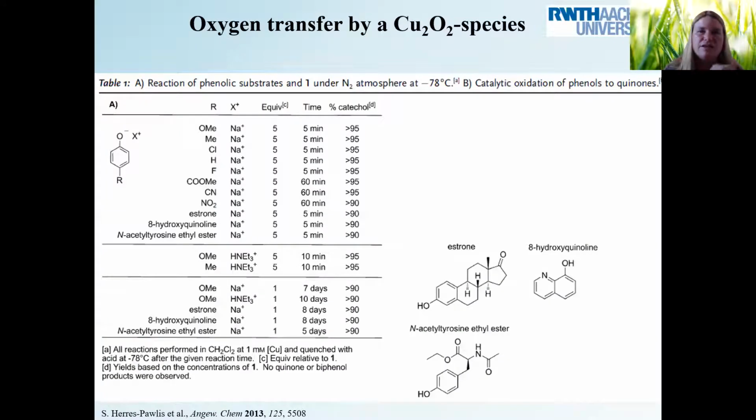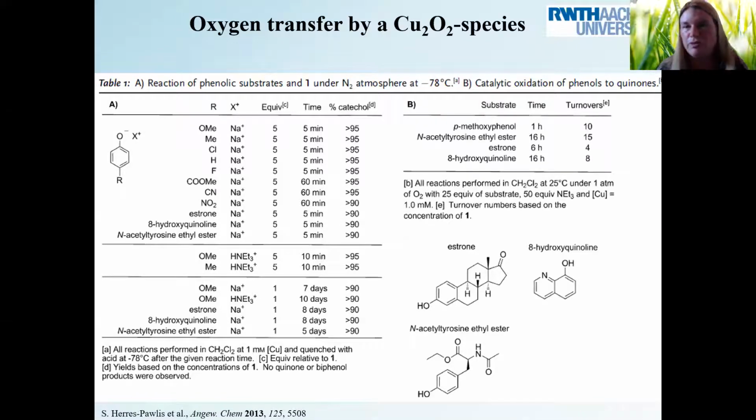And the ability to promote the hydroxylation is quite large. So we could really use all these phenolate substrates, it's important phenolate substrates, to make stoichiometric reactivity, so electron poor, electron rich phenolates, and also these more complicated substrates, for example, the phenolate salt of estrone, like a hormone, or the 8-hydroxyquinoline, which is a non-biological substrate, but also some kind of protected acetyl tyrosine ethyl ester. All these were hydroxylated in a stoichiometric manner.